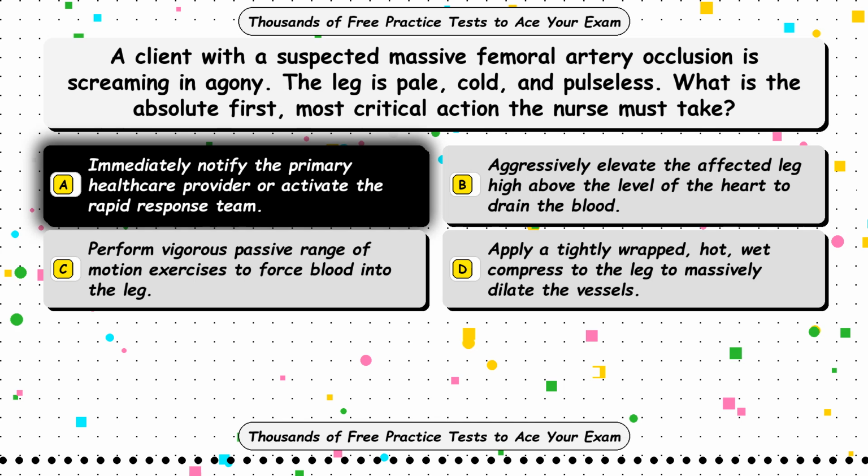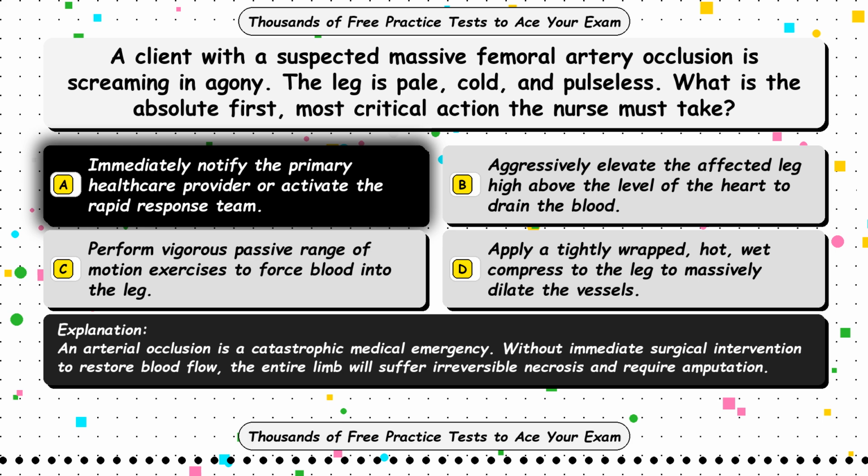The correct answer is option A, immediately notify the primary healthcare provider or activate the rapid response team. An arterial occlusion is a catastrophic medical emergency. Without immediate surgical intervention to restore blood flow, the entire limb will suffer irreversible necrosis and require amputation.